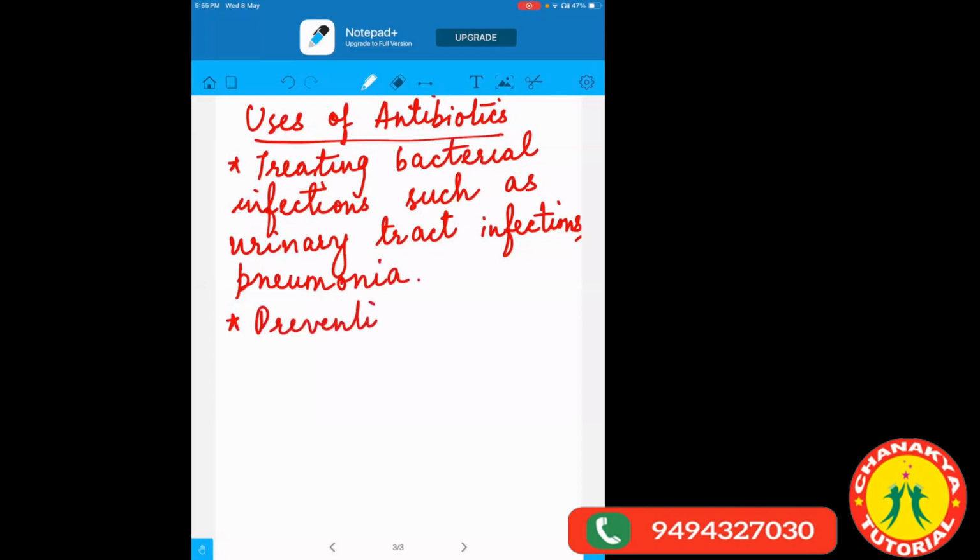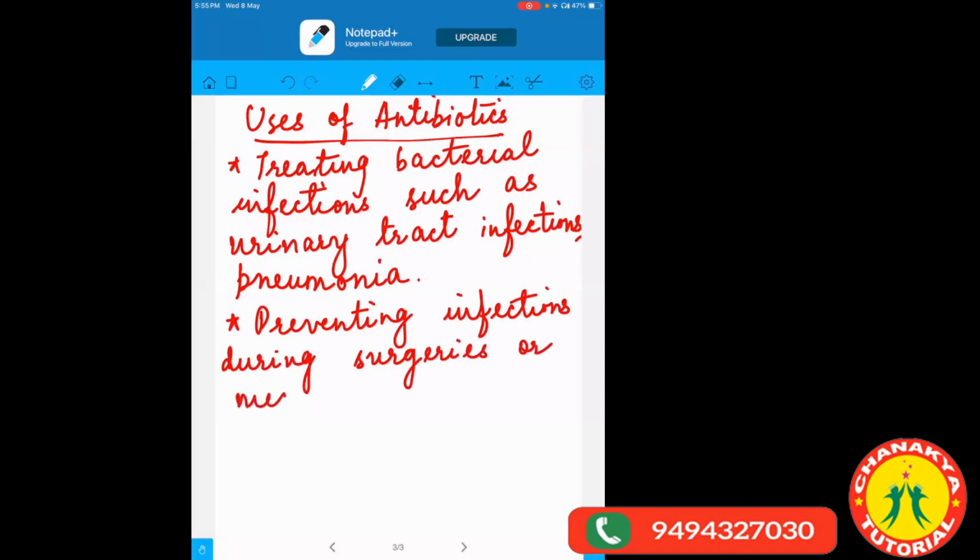Preventing infections during surgeries. So during the surgeries or the medical procedure, whatever the medical work they are doing, during that they will be using it, as well as to prevent the infection during the surgery they will be using it.